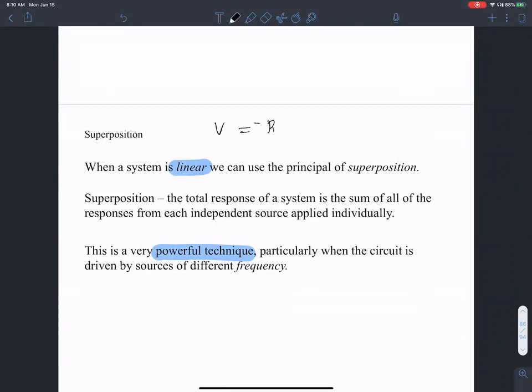V is I times R. Okay, if you plot V versus current, it goes up. By linear, what I mean is it is a straight line. The slope of that line is going to be resistance. Okay, by linear, I mean that it is a straight line expression.